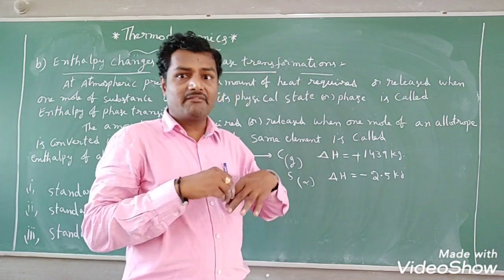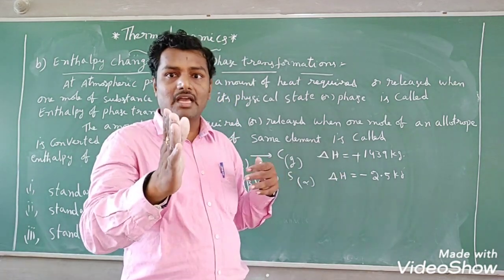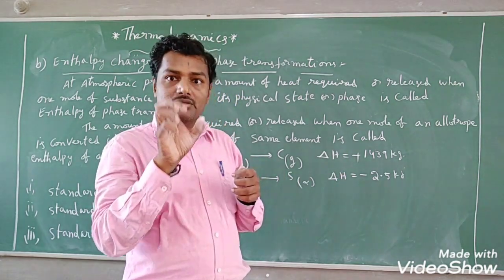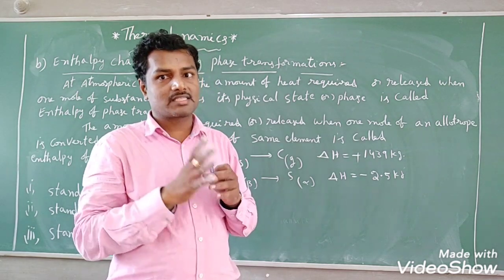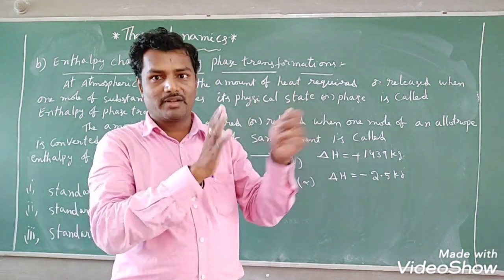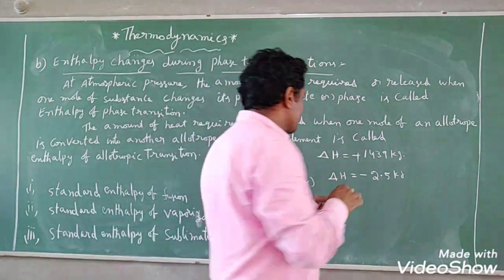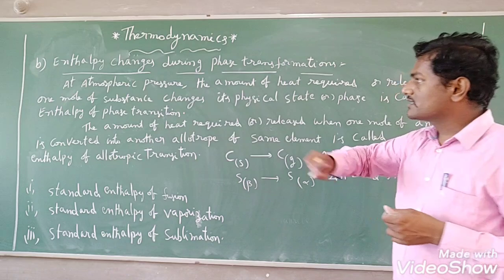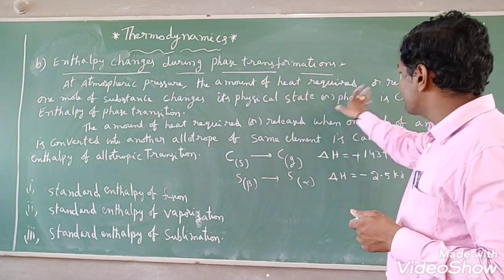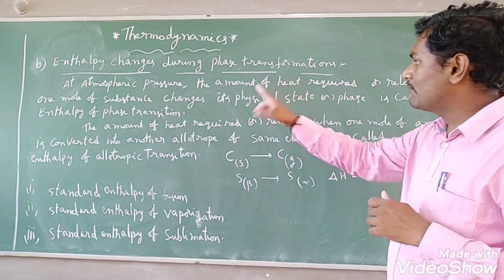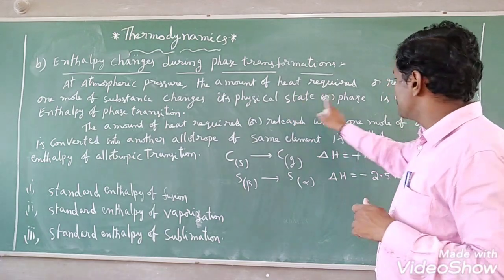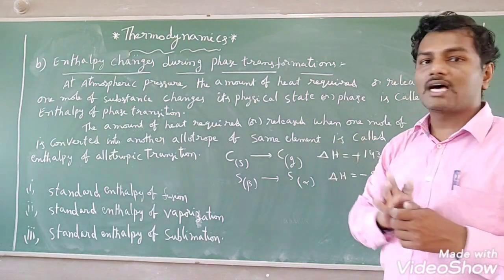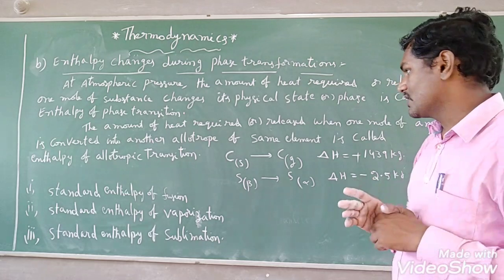If anywhere it is required, I will inform you what values you have to keep in mind, and what they will not ask or give in the numerical. Here the values are not required, you just have to identify the definition. At atmospheric pressure, the amount of heat required or released when 1 mole of a substance changes its physical state or phase is called what? Enthalpy of phase transition, right?